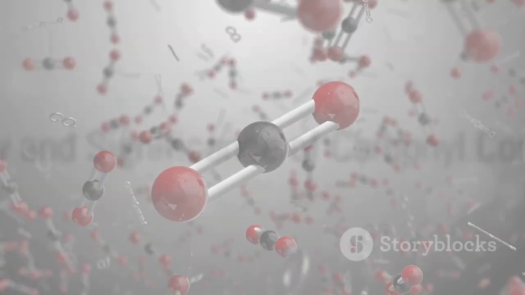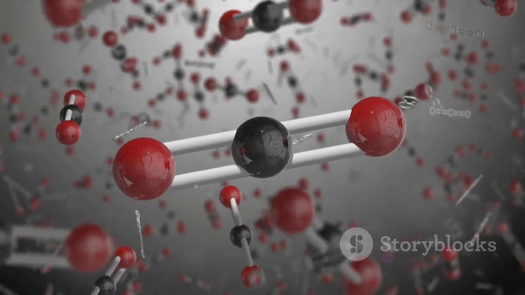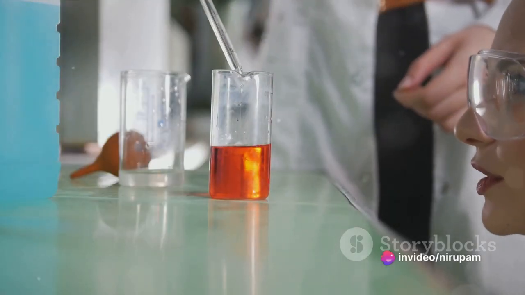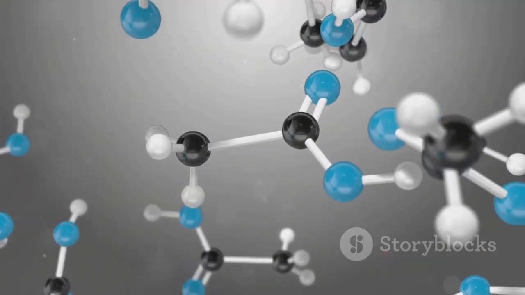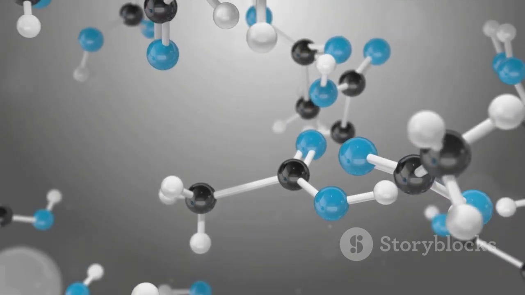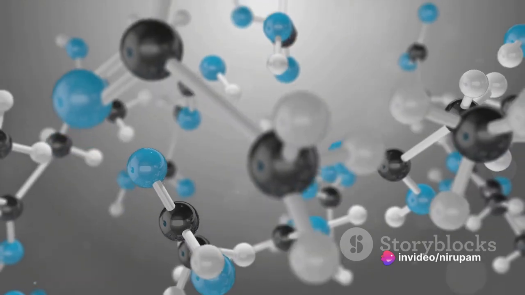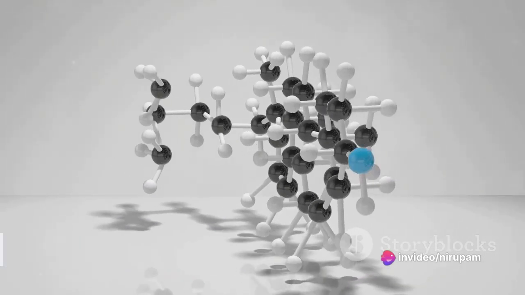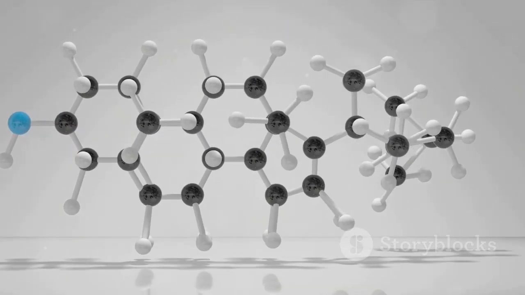To summarize, carbonyl compounds are a group of organic substances defined by the presence of a carbonyl group, a carbon and oxygen atom connected by a double bond. This structure, polarized due to the electronegative oxygen, makes carbonyl compounds reactive and prone to nucleophilic attacks. These compounds come in various forms, including aldehydes, ketones, and carboxylic acids, depending on what groups are attached to the carbonyl carbon. They exhibit intriguing properties, like their reactivity, ability to form hydrogen bonds with water, and influence on our senses through flavors and fragrances.